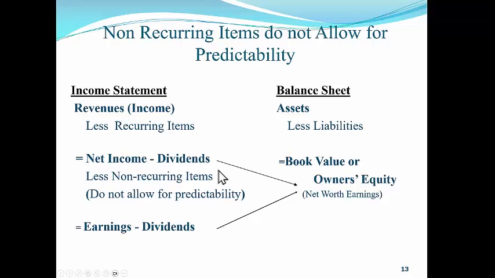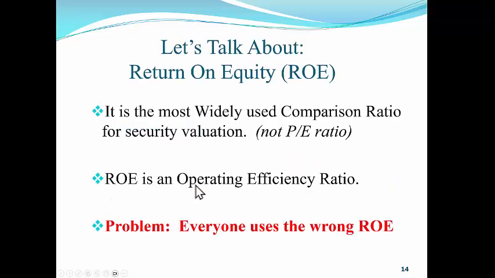Well, if we are using clean surplus accounting and we're using net income as our earnings number, because we are trying to get rid of these non-recurring items because they are not predictable and do not allow for predictability. So we take the net income minus the dividends, because dividends are a cash payment out to the investors. We take net income minus dividends and bring it over to the balance sheet. Well, you can see right away you have two different book values or owner's equity depending on which type of accounting you use. All right, let's talk about the return on equity.